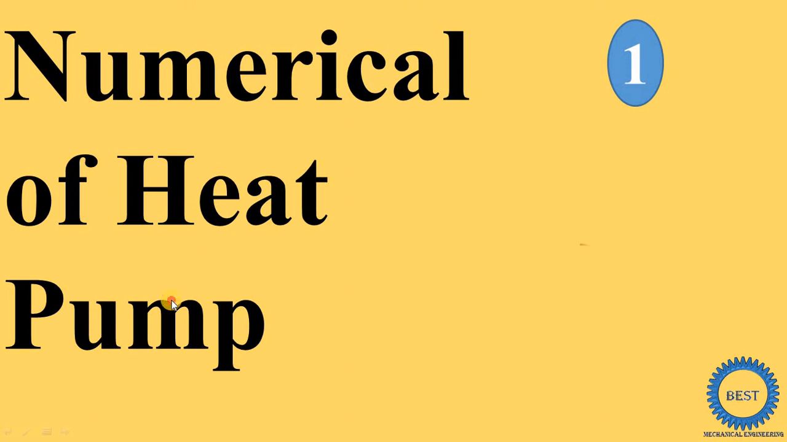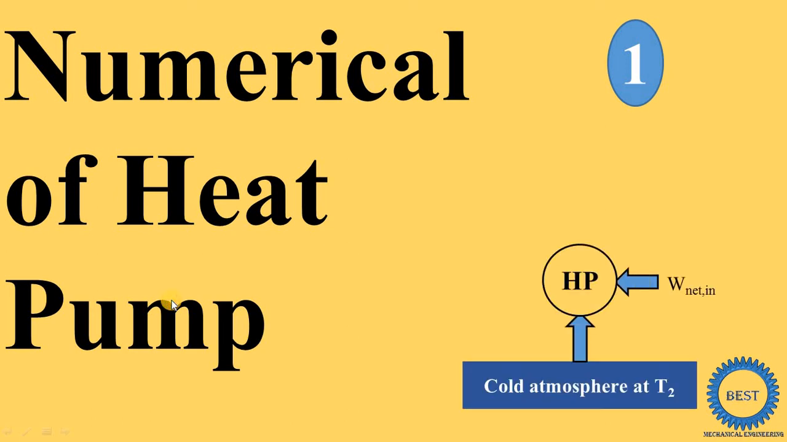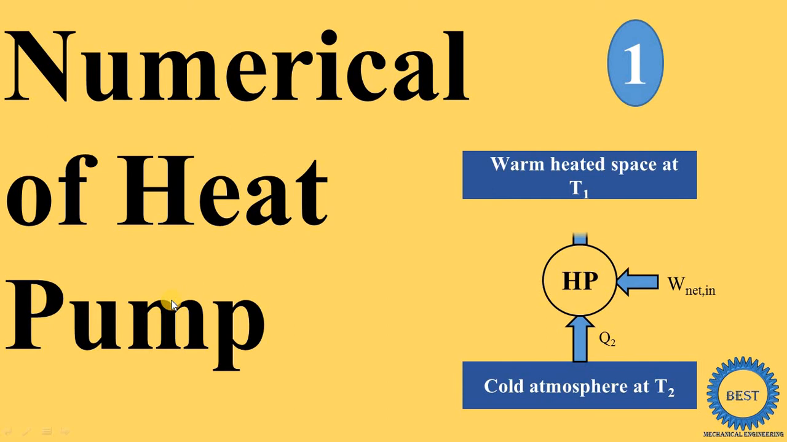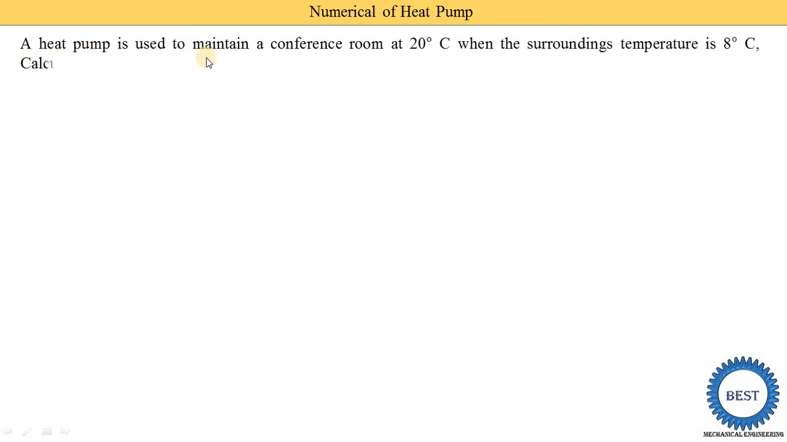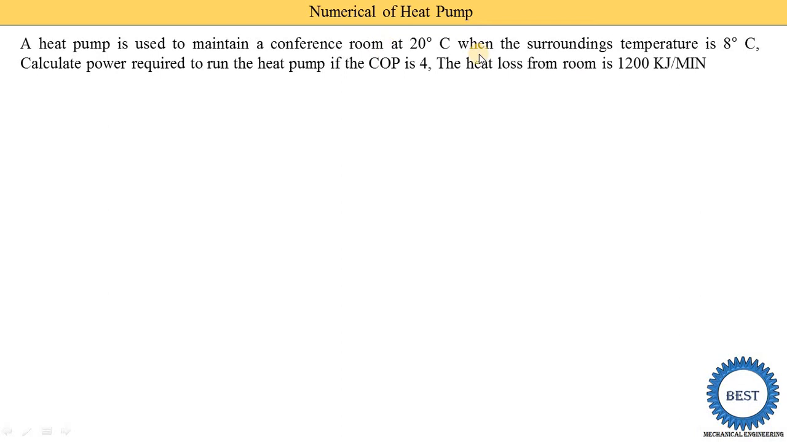In this video, we solve a numerical on a heat pump, and in this example we need to find the work done, and other parameters are given. The problem statement is: a heat pump is used to maintain a conference room at 20 degrees centigrade.